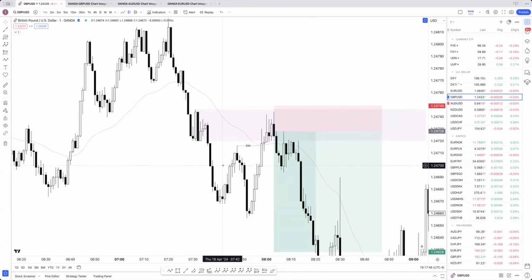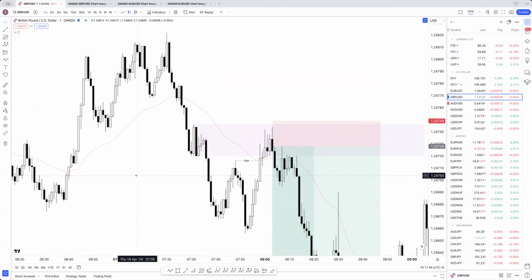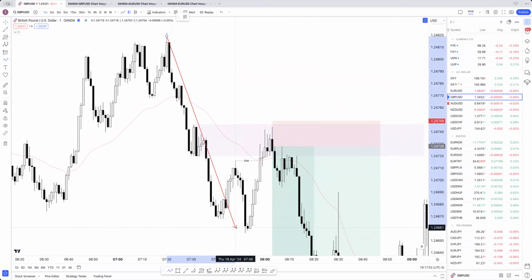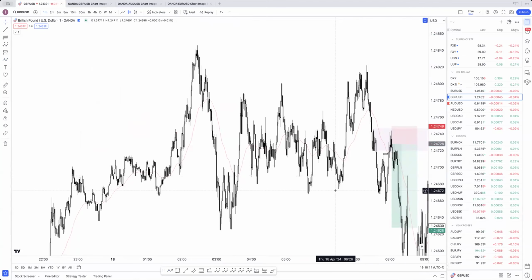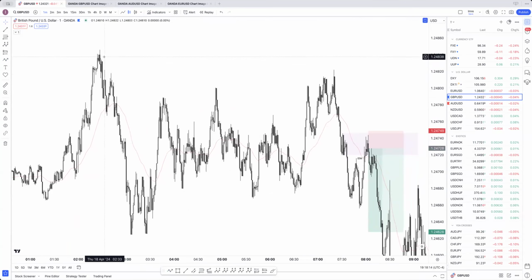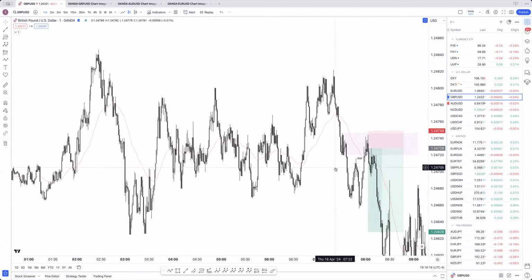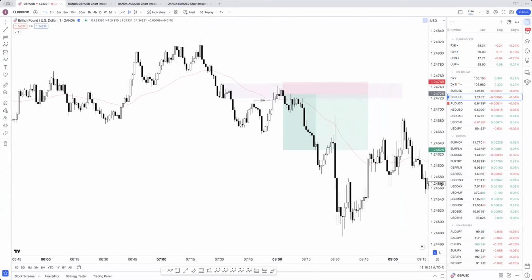Okay, so what am I looking for? Well, if I wanted to count this, it does get a little bit messy. Suffice to say, I don't really care how you count this, but this is our impulsive move. Whether you want to say this is the end and here we have an A, B, C for an expanded flat, or whether you want to take the impulse all the way down here, I don't care. It doesn't matter. The sub waves of the count are secondary. What is primary is that I see a 5-wave decline followed by a 3-wave counter trend advance, and I'm expecting a fresh 5-wave decline. That's what I'm trading for.